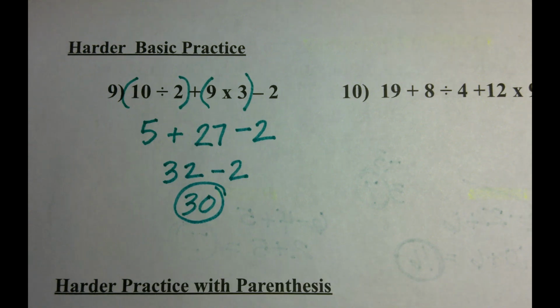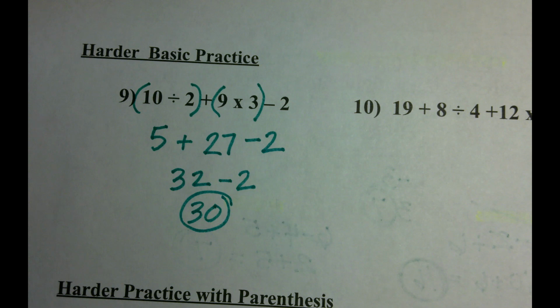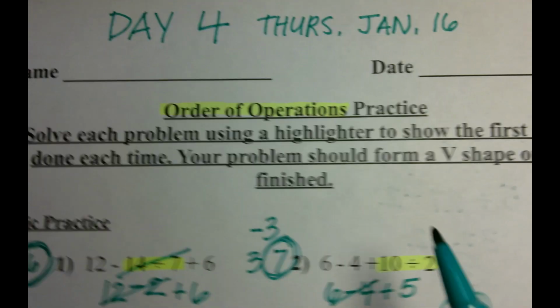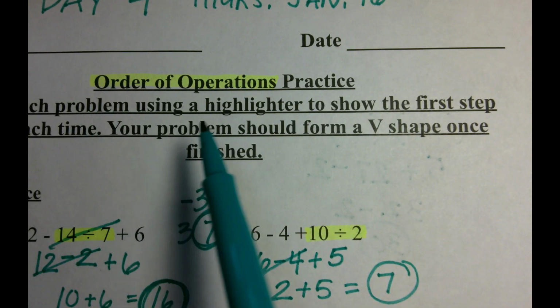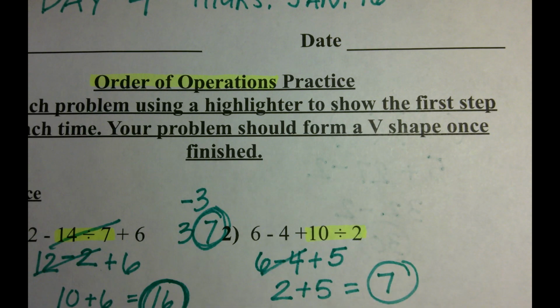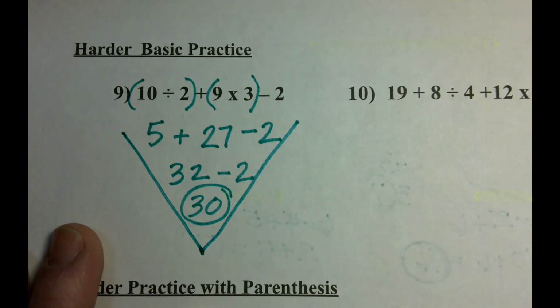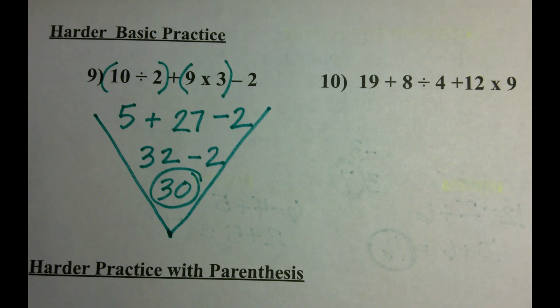Oh, okay. I feel silly. I see the V shape they were talking about. In the directions, I've been finishing my problems with the equal sign and stuff, and I was wondering because it says your problem should form a V shape once finished. I see now, it does make a nice V shape. Your answer should be the end of the Dorito. Yeah, Dorito man. Okay. All right.